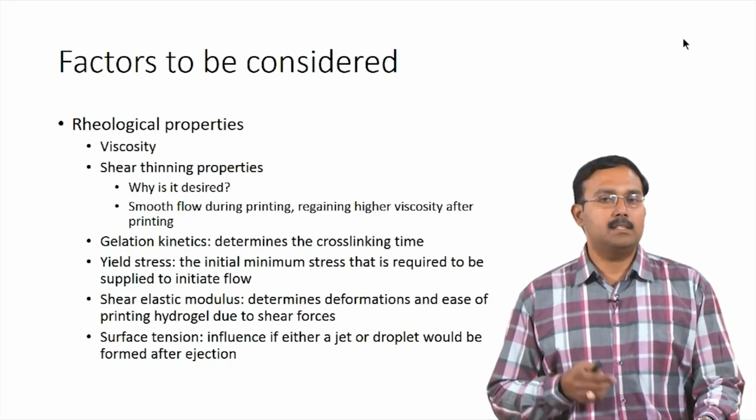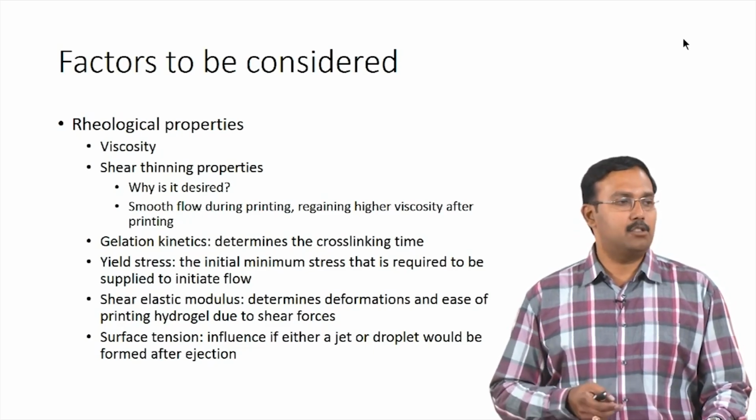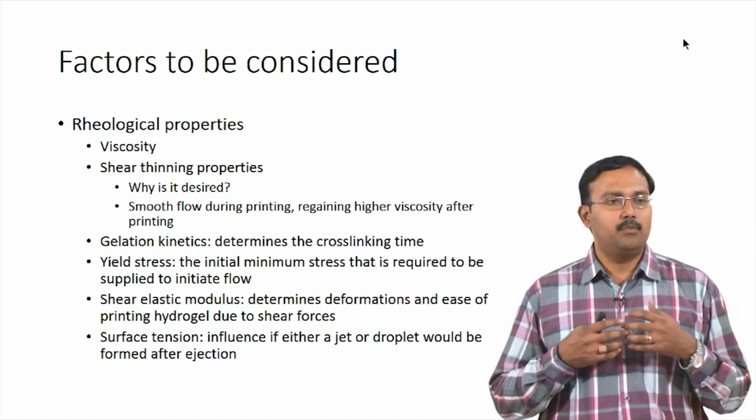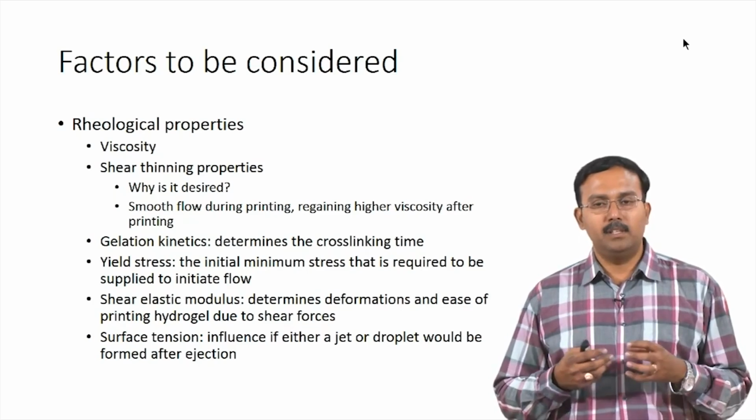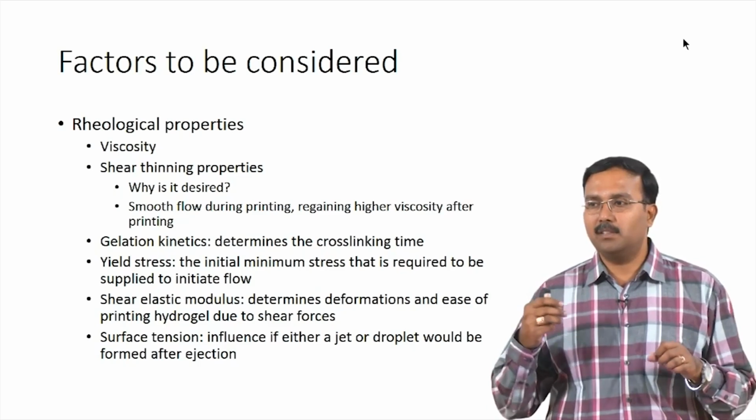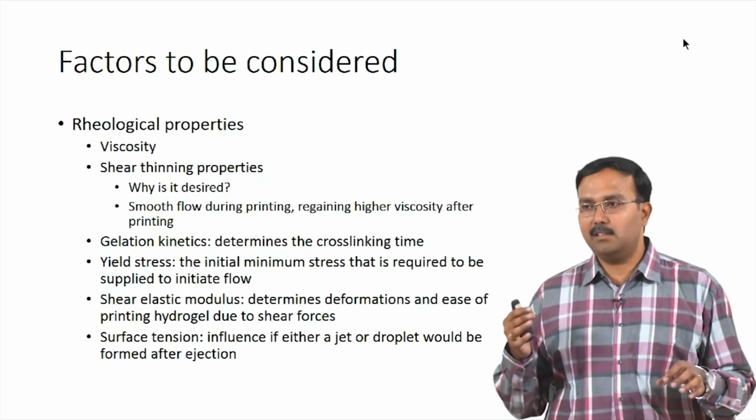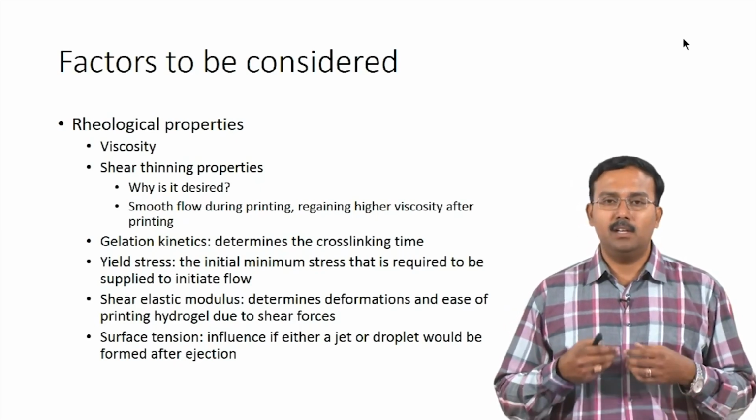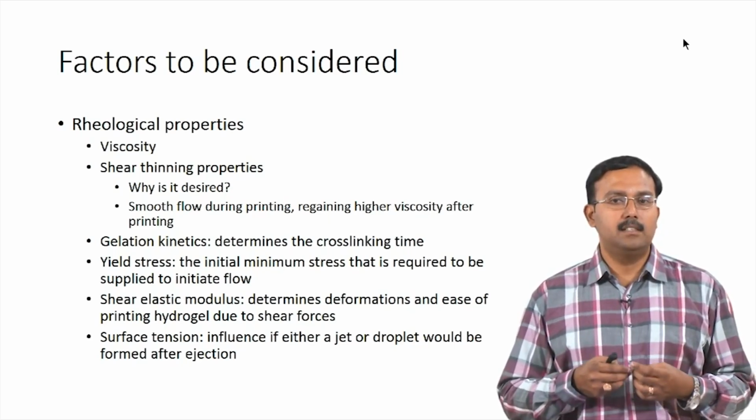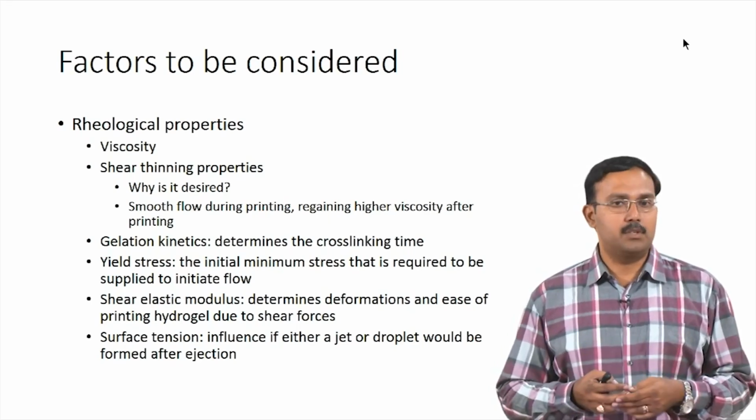Gelation kinetics determines the time of crosslinking, so that is a rheological property that has to be studied. Yield stress is the initial minimum stress that is required for initiating flow. You might have a highly viscous fluid and some amount of stress is needed for it to flow. Viscosity is nothing but resistance to flow, so to overcome that resistance, you need something called yield stress. That will create the flow, and shear elastic modulus determines the deformations and ease of printing of the hydrogel due to the shear forces.